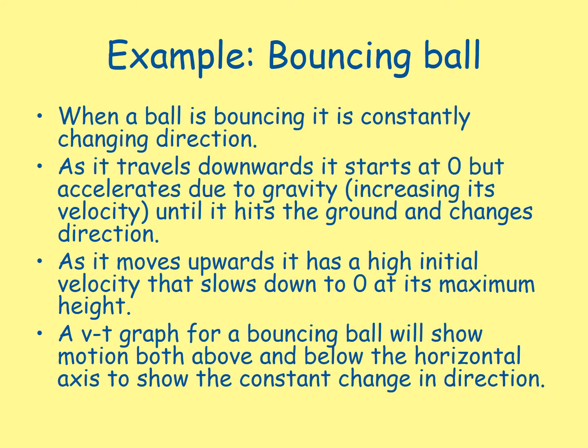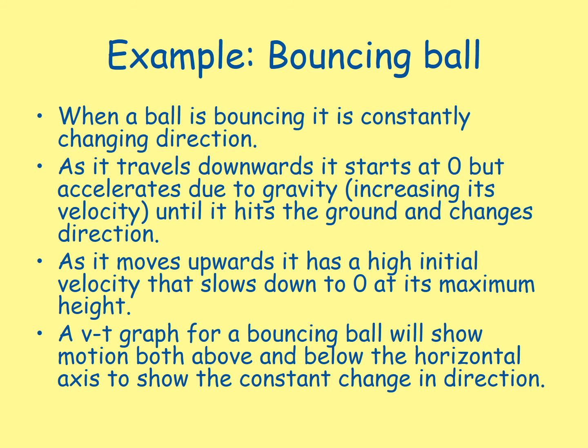Here we've got another example, a bouncing ball. When a ball is bouncing, it is constantly changing direction. As it travels downwards, it starts at 0 but accelerates due to gravity, which is increasing its velocity, until it hits the ground and changes direction. As it moves upwards, it has a high initial velocity that slows down to 0 at its maximum height.